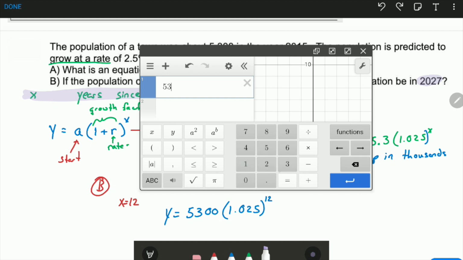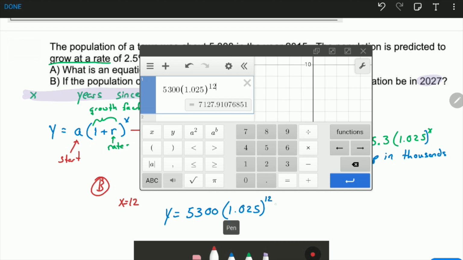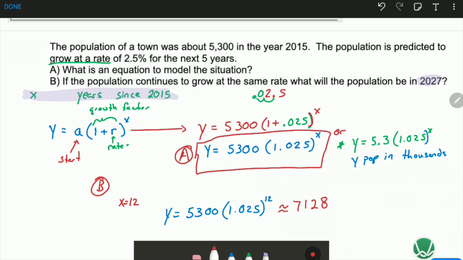So 5,300 times 1.025 to the power of 12, which gives us a population of about 7,127. Since it's population, I'll round to the nearest whole, so about 7,128 people. And there we have it.